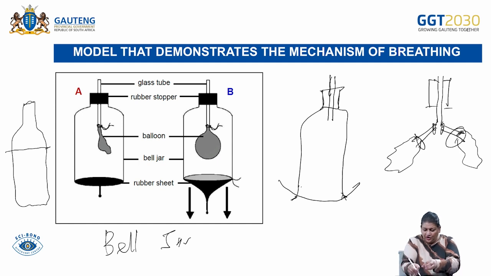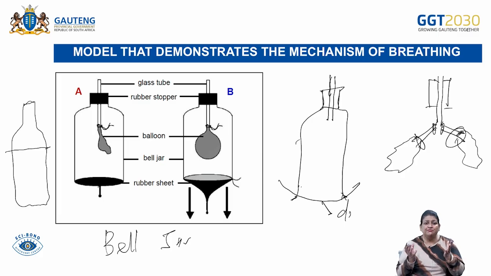Now you're going to take that and insert it into this glass bell jar like that. All right, here they're just showing you 1 balloon, but you can put 2 balloons, just to show inhalation and exhalation. And then this is a rubber sheet. So this rubber sheet, what does it indicate in our body? It simulates or represents our diaphragm. So this rubber sheet in the bell jar represents our diaphragm. This glass bell jar here represents our rib cage and the intercostal muscles.